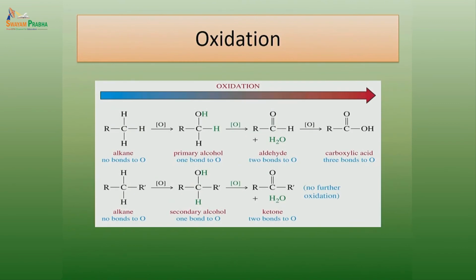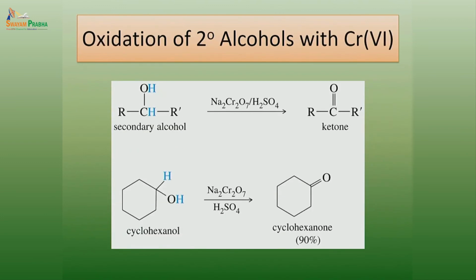An alkane can also be oxidized to a secondary alcohol. The oxidation of a secondary alcohol gives a ketone. So these are all the different types of oxidation methods by which aldehydes and ketones can be produced. Oxidation of secondary alcohols with chromium 6: in this case, a secondary alcohol is oxidized to a ketone. If we take cyclohexanol, it is oxidized to cyclohexanone.